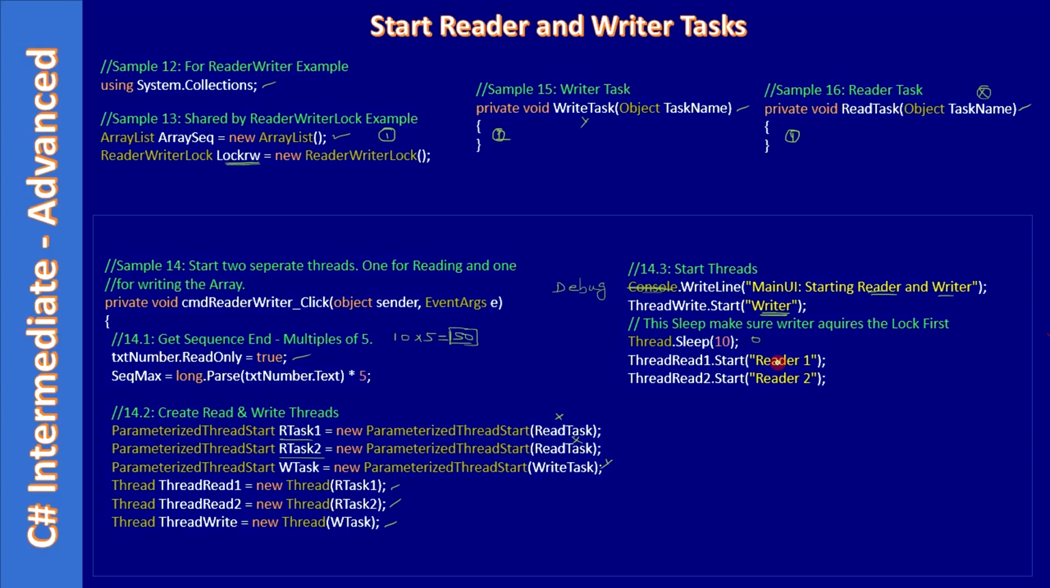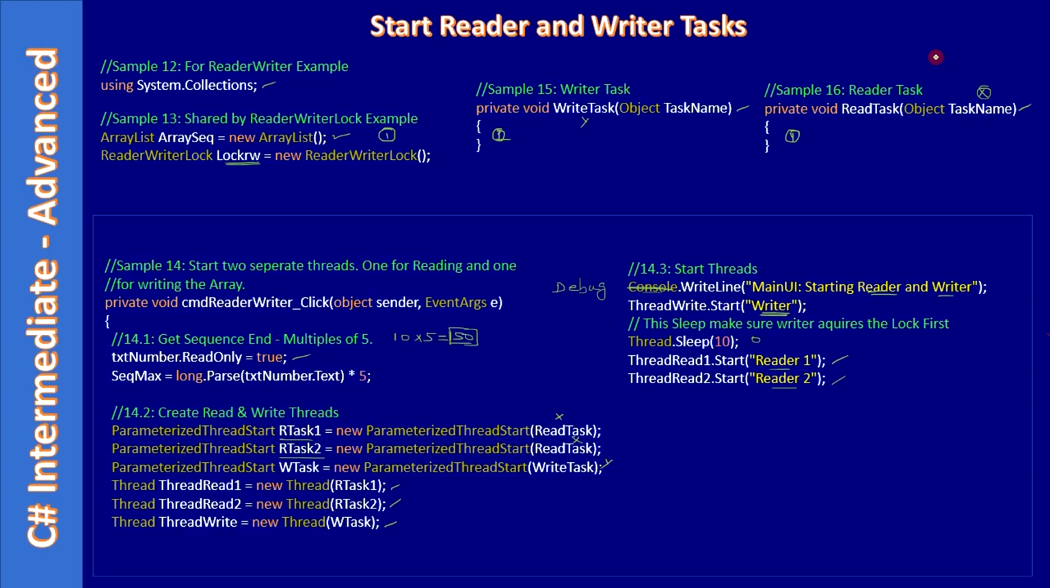So we don't want the reader to enter first to access this shared resource. That's why we are introducing a 10 millisecond delay. If you need, you can even increase it to 20-25 like that. So after starting the writer thread, we are starting both of our reader threads, and we are naming them reader 1 and reader 2, and here you will get the task name.